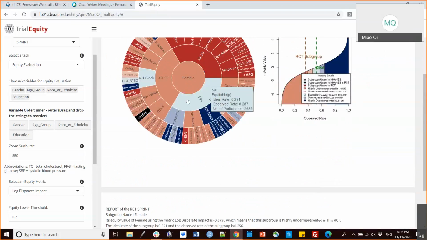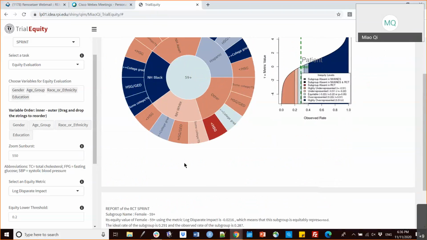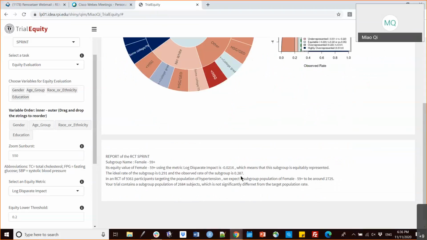So for example, I click here. The report will dynamically change for you. It will tell you what study it is, that's the SPRINT, and then your subgroup, which is female, age over 59, and it tells you the equity value from the metric log disparate impact is about -0.02, which means that this subgroup is actually equitably represented. The ideal rate of the group is 0.291, and the observed rate is 0.287.